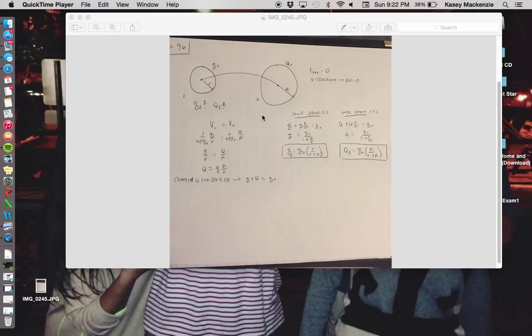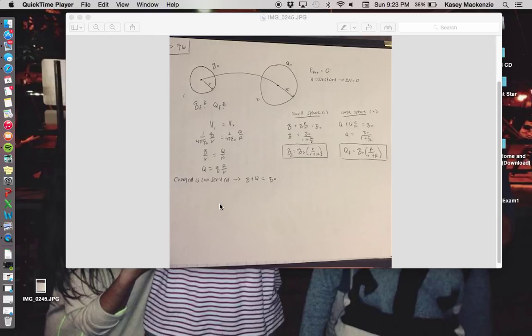Because we know this, that means you can set the surface V1 equal to the surface V2. So the equation for V of a metal sphere is 1 over 4 pi epsilon naught times Q over R, of the corresponding charges and radii. When you set those equal to each other, you can cancel out the 1 over 4 pi epsilon naught. And so then you get the equation: the charge of the big sphere equals the charge of the little sphere times big R over little r.